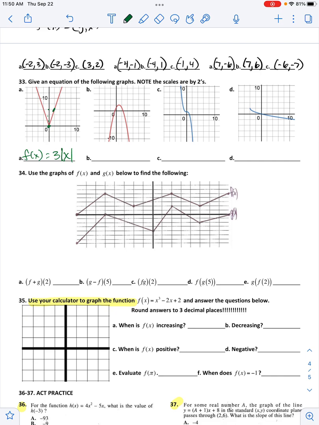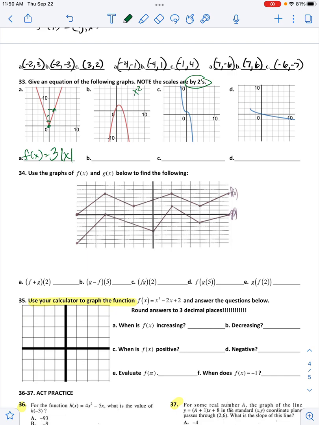Here, let's see. It's an x squared graph, but it's shifted. It looks like, oh, it says the scales are by 2. Shoot, that makes this... I didn't see that. It says scales are by 2s. So that would make this a 6. No, that would still be 3 because it'd be up 6 over 2. So, JK on that.